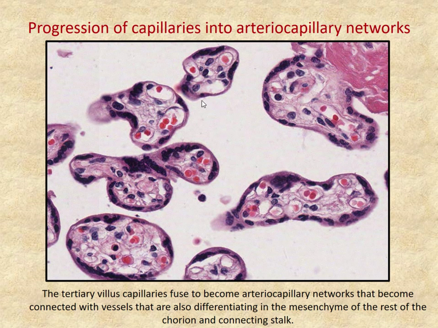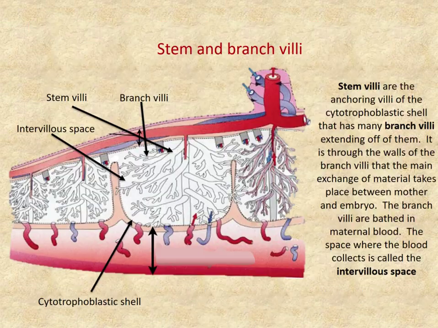And this space here, all of this white space, would be the intravillus space, where blood from the mom would normally be emptying into here and bathing all of these villi to allow for exchange to go across the barrier. Okay, so those are a couple new terms.